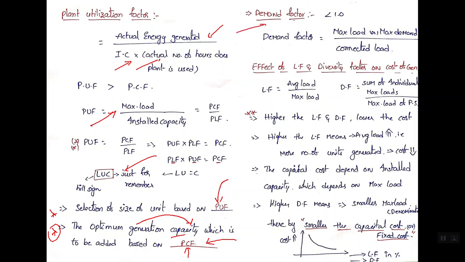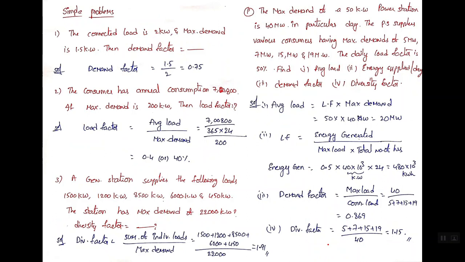And demand factor is equal to maximum load by connected load. And what is the effect of load factor and diversity factor? As load factor and diversity factor increase, the cost of the system will decrease. This is the relation. And some simple problems, friends. I have given these simple problems in the PDF. These are very simple problems.